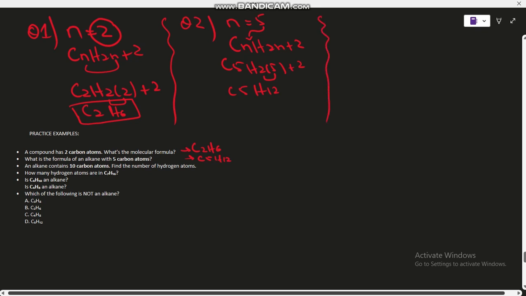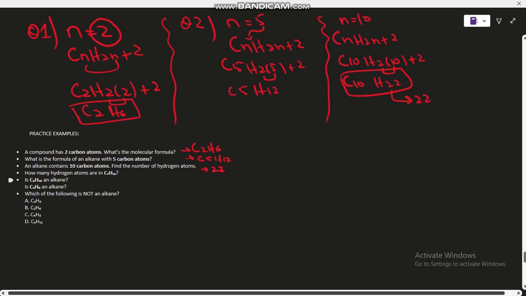Okay. Now in question number 3 it says an alkane contains 10 carbon atoms. So now the value of n becomes 10 and it is asking you to find the number of hydrogen atoms. I think it's pretty easy again. The same formula gets applied. So this is C10, this is H2 multiplied by 10 plus 2. So this is C10, this becomes 20 plus 2 becomes 22. So the molecular formula is this and the number of hydrogen atoms is 22. We'll write 22 here because it asks you specifically for the hydrogen atoms.